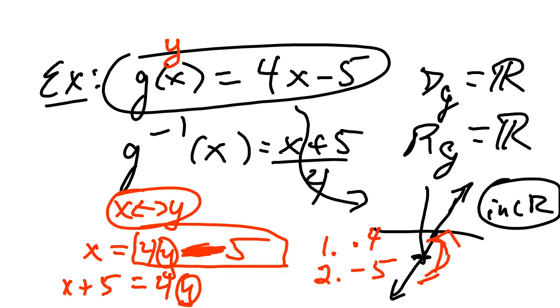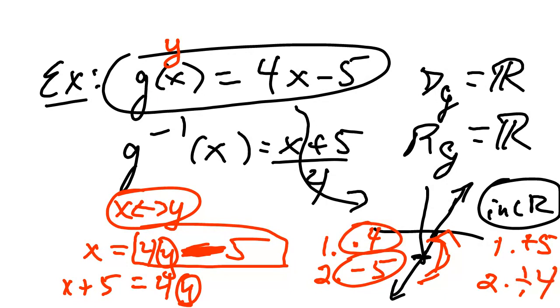So how do I do that? The first thing I'm going to do is undo the subtraction of 5, which is add 5, to both sides. So I get x plus 5 equals 4y. And then the second thing I'm going to do is undo the multiply by 4, which is divide by 4 on both sides. So y equals x plus 5 all divided by 4.